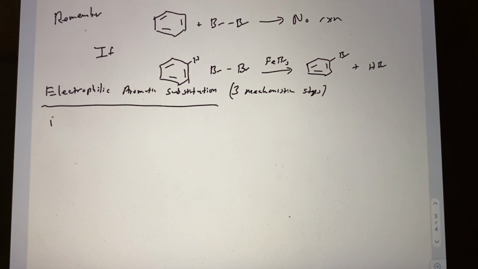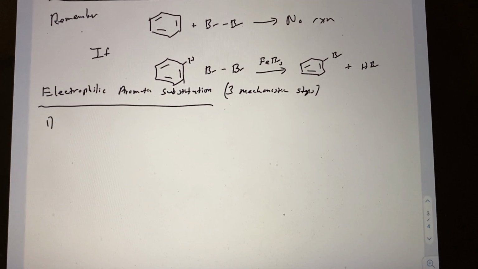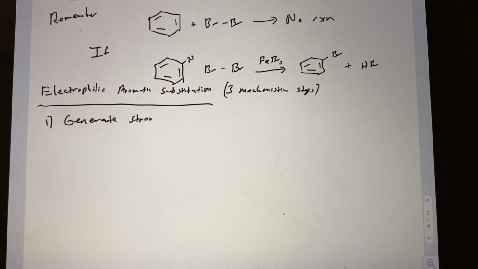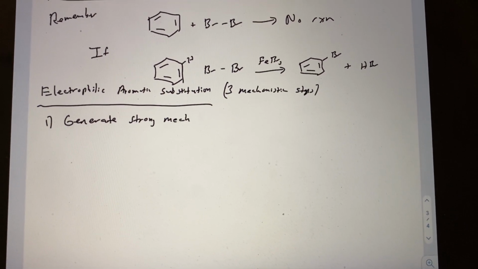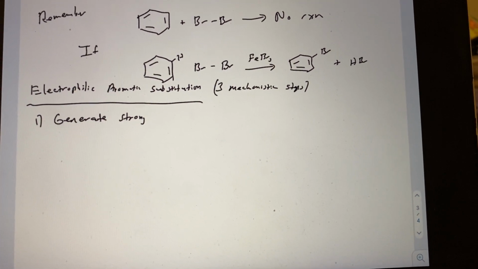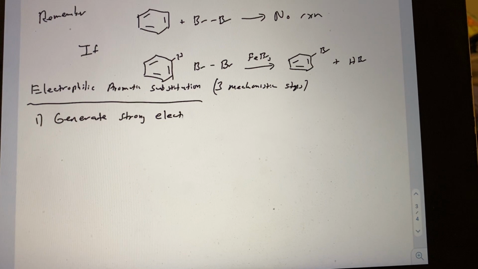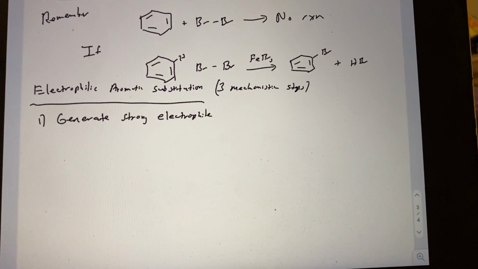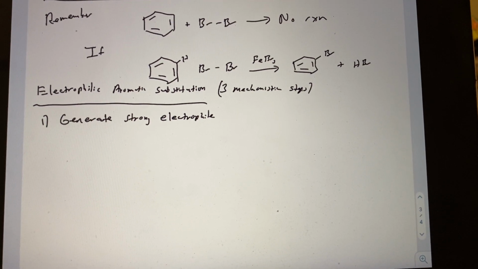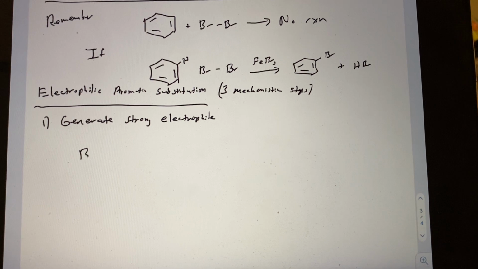The first thing we're going to do is generate a strong electrophile. And this is what will be different between our different mechanisms. I'm writing what I'm saying, trying to write and talk at the same time. So, strong electrophile. We're going to see a couple of different ways to generate our strong electrophile. Our electrophile in this reaction is going to be the bromine. And so let's think about what might happen.